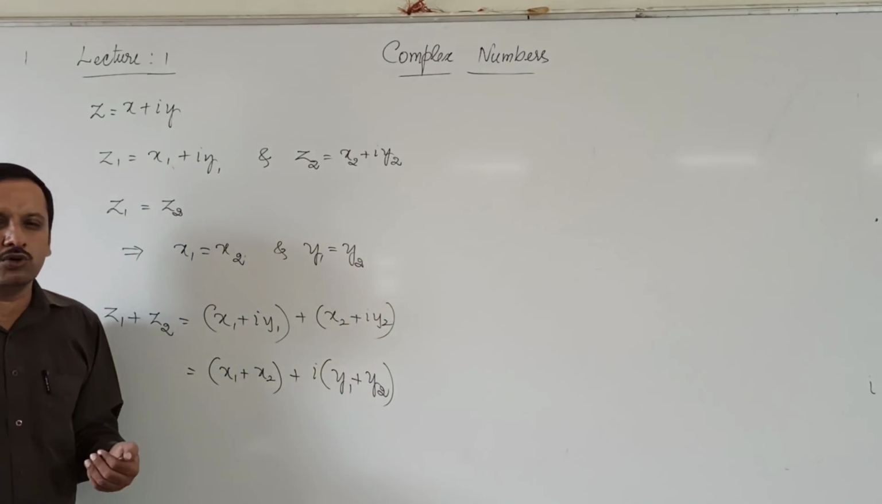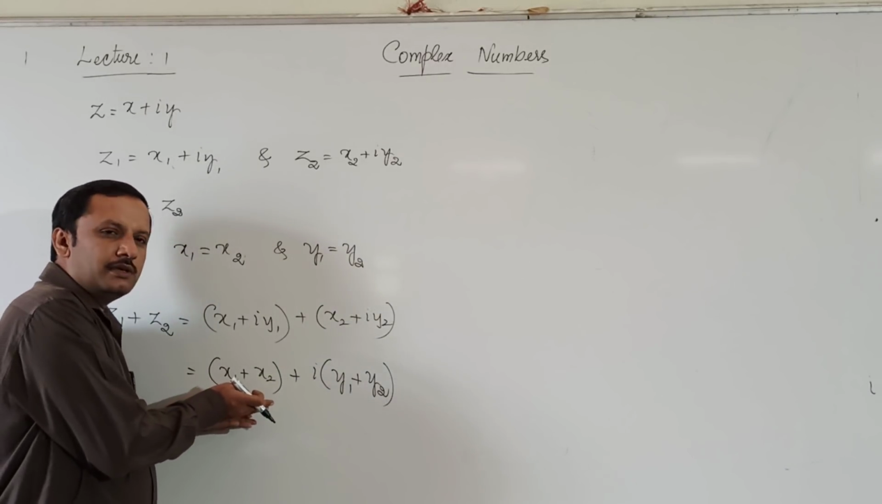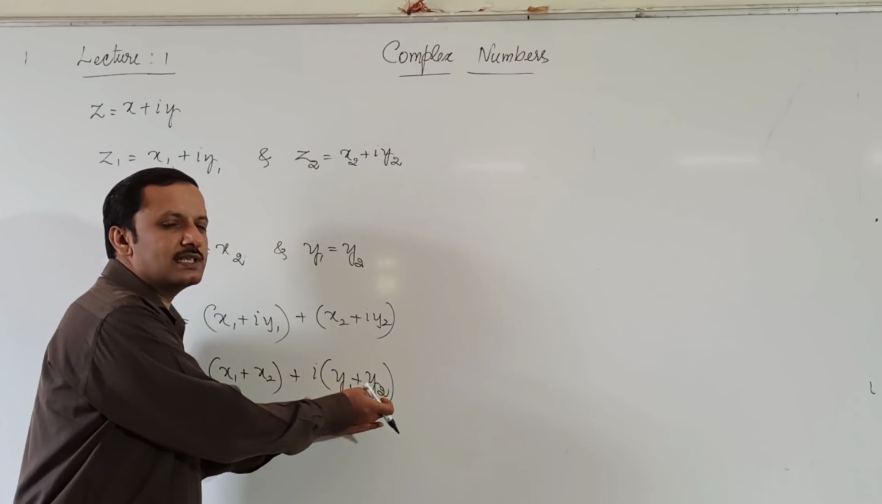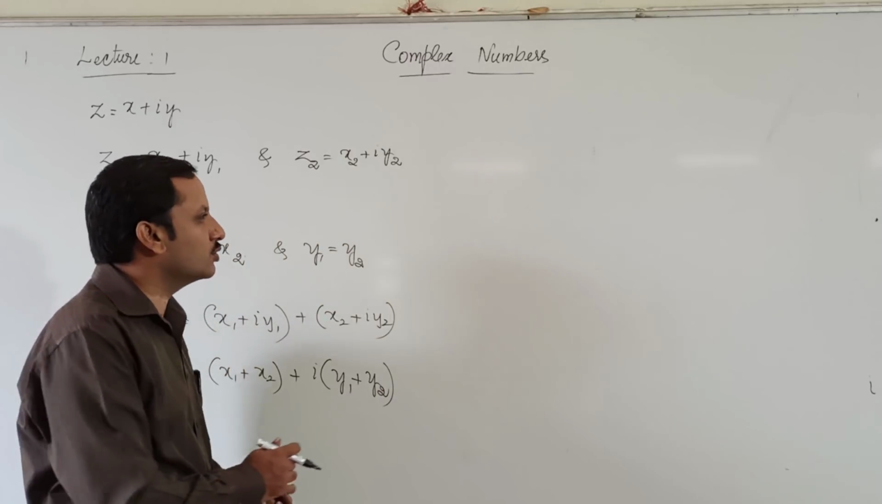How do we add two complex numbers? Just add the corresponding real parts plus i into the sum of the imaginary parts. That will give you the sum of these two complex numbers.